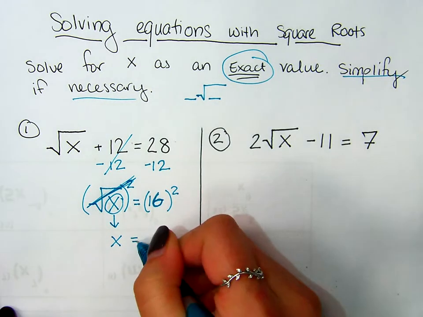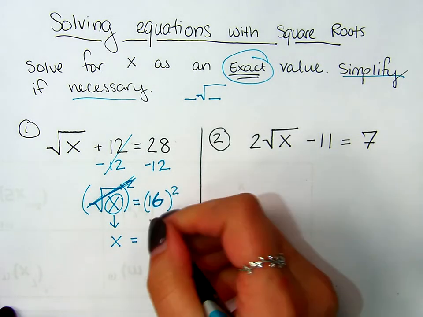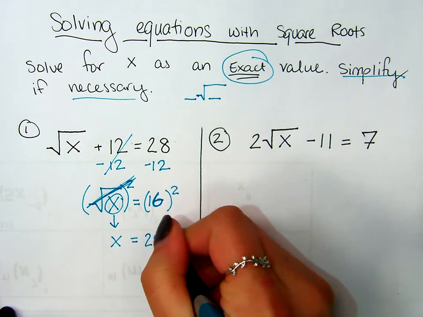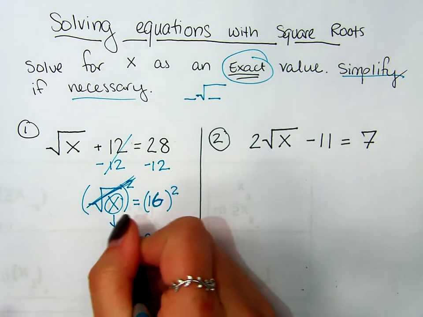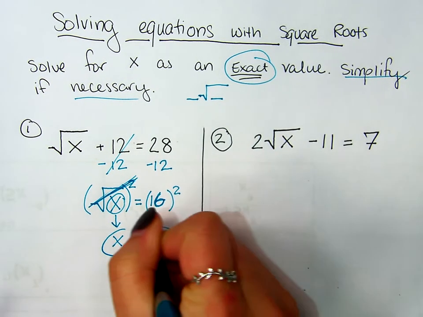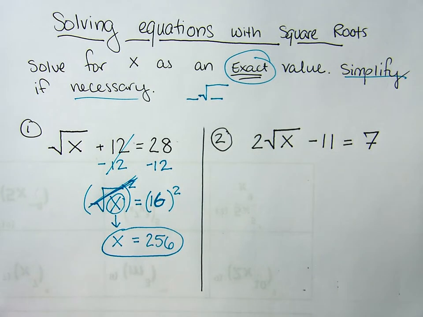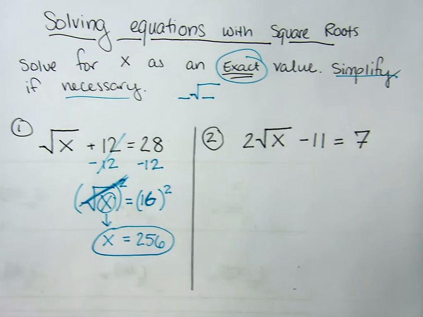On the other side, I'm going to now square 16. I'm going to get 256. That's not something I have to guess. That is exact. So I can go ahead and say that that is my exact answer. Let's check out this next problem.